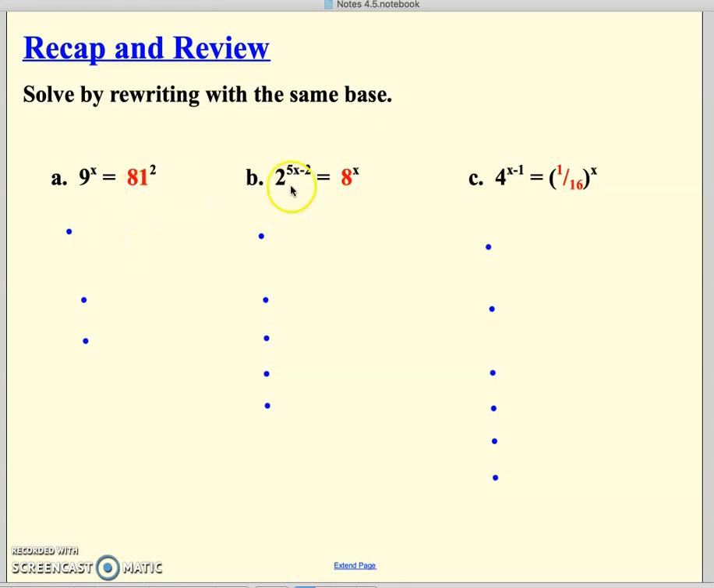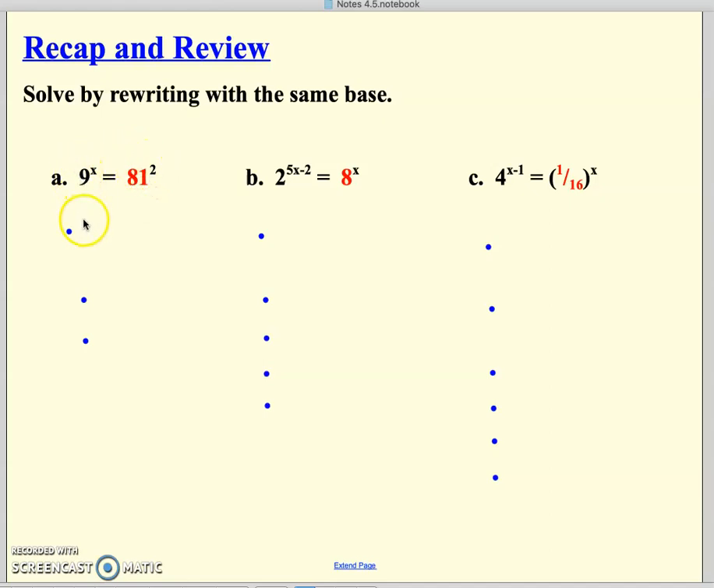In order to manipulate the red numbers, here's what you're going to have to be thinking about: how can I relate it to the other side? In other words, this base. So this is a base 9, a base 2, a base 4. How can I relate 81 to 9, 8 to 2, and 1/16 to 4? To do that, we have to change 81 to a power of 9.